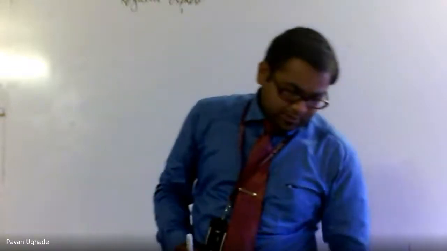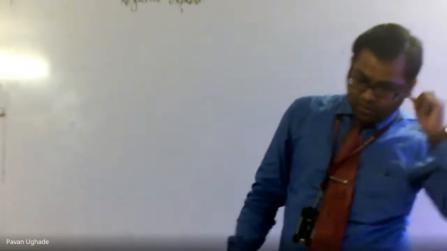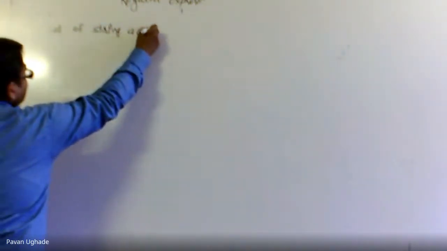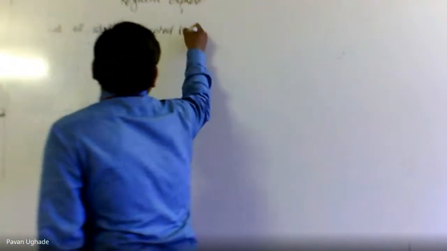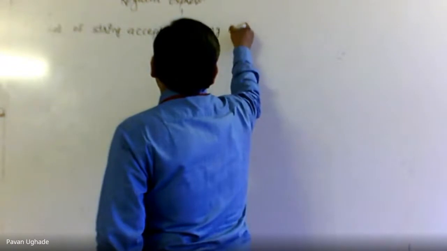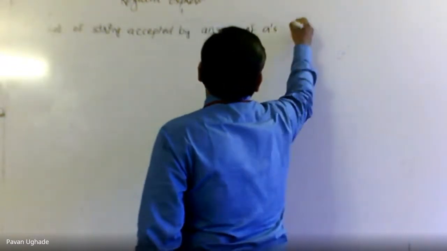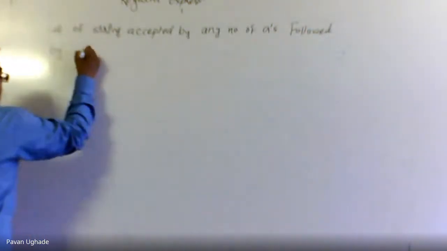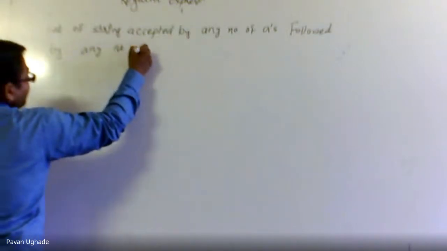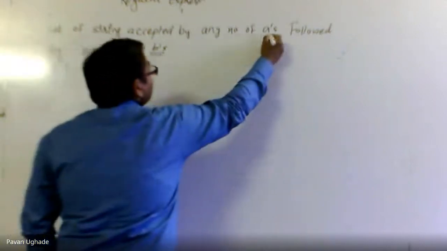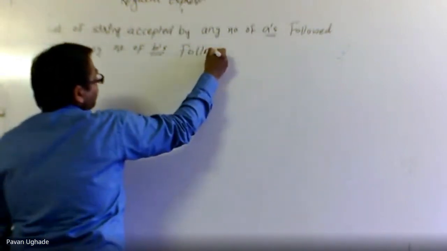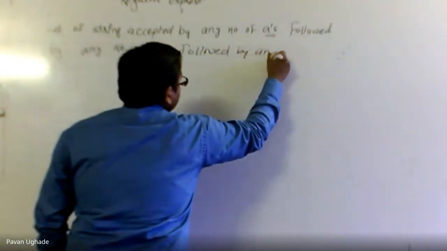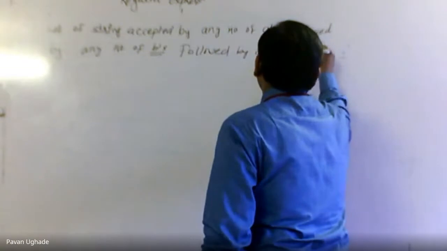The next question that I'll be asking you: set of strings accepted by any number of A's, followed by any number of B's, followed by any number of C's.